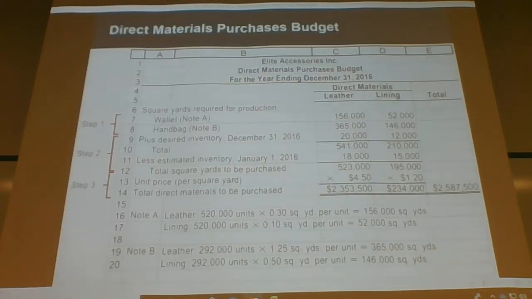We have our purchases budget for direct materials. So we're going to do the exact same thing based on our production, our total production that we've already calculated, and based on the amount of material required for each unit of production and our desired ending inventory, we're going to come up with some total square yards, and then we're going to multiply that by the unit price per square yard, and we're going to come up with total cost.